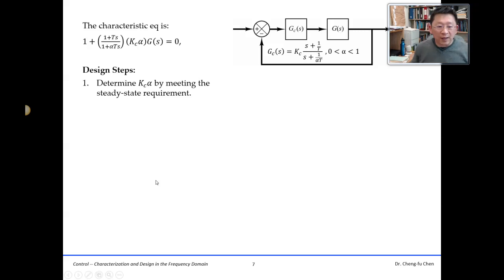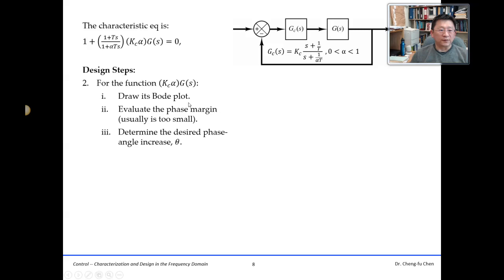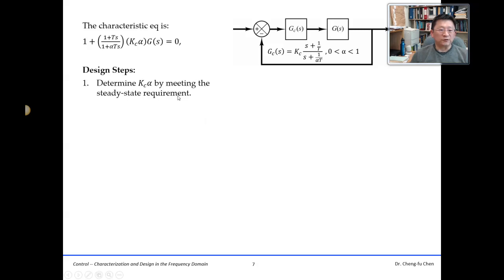From this page onward, we have 5 steps, and each step has one slide. Okay, I will explain one by one. The first one, we are dealing with this term here. We determine Kc alpha by meeting the steady state requirement, and so we keep this one. How to do this, we will have one example to demonstrate.